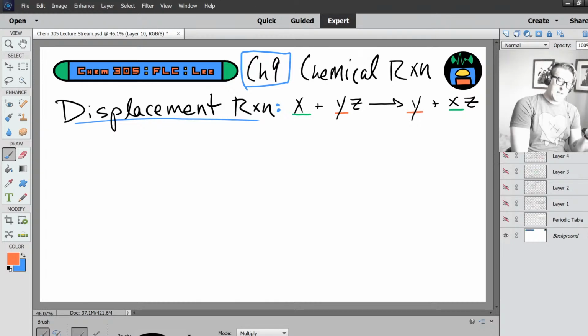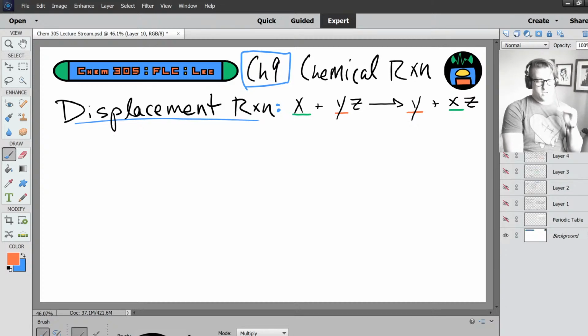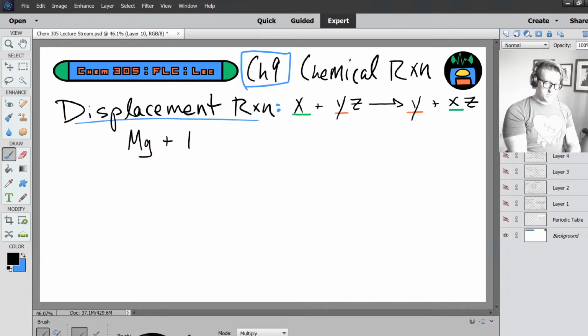So the displacement reaction is the one in which X steals the romantic partner from Y. X ends up with Z and Y is left all alone. And this could be a happy or a sad thing depending upon the nature of Y and Z's relationship contrasted with X and Z's relationship. One such relationship that you have some experience with is the reaction between magnesium and hydrochloric acid. We spent a ton of time talking about this reaction yesterday.